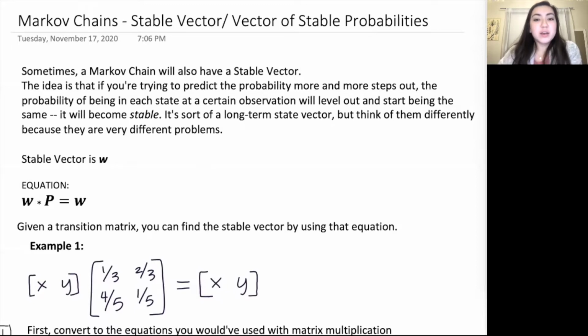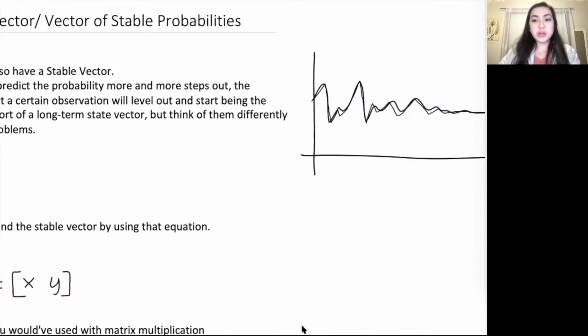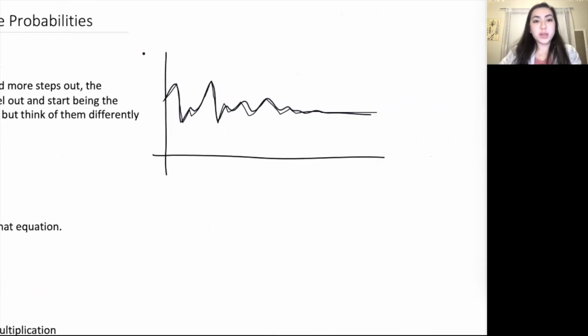Sometimes the Markov chains have stable vectors. And the idea here is that if you're going to try and predict the probabilities of being in a certain state really far away in time, eventually the farther and farther you go out, those probabilities are going to start to level out and become stable. One way to visualize it is, if we have different observations each time we do a transition, eventually those observations and the probabilities of being in each state are going to level out into the same number over time.